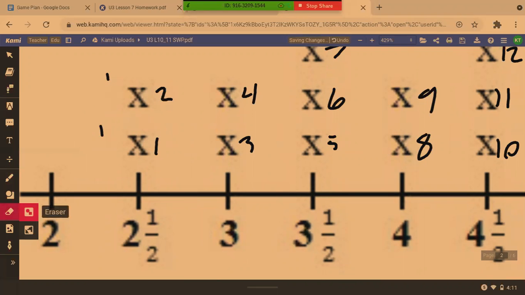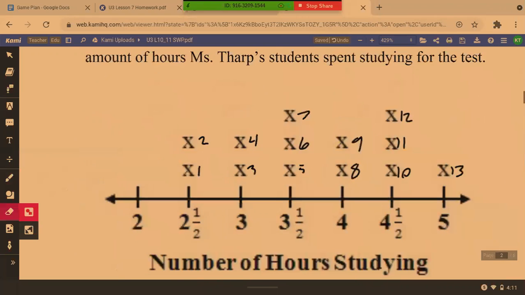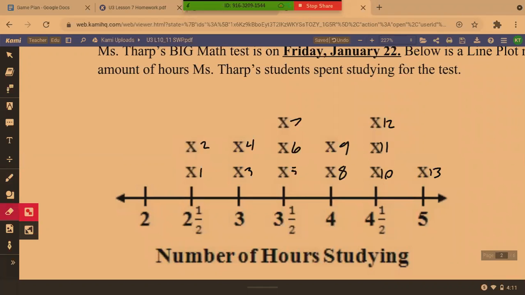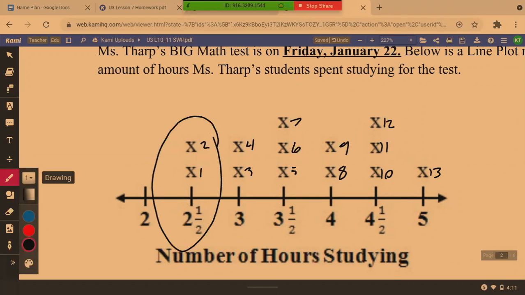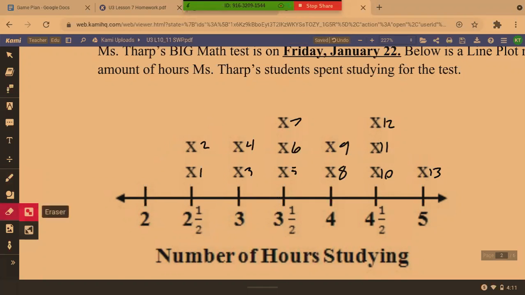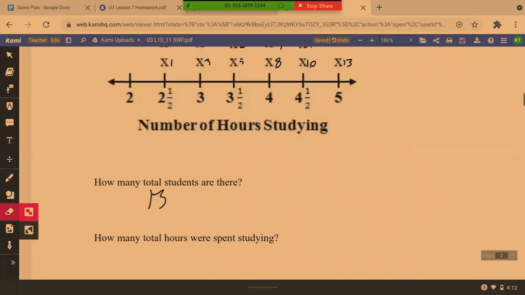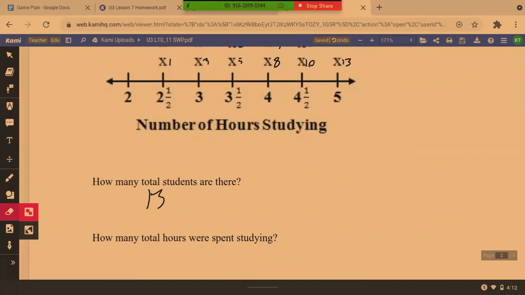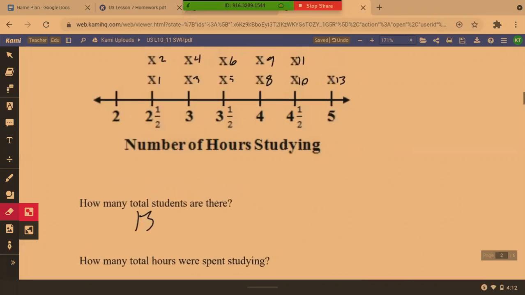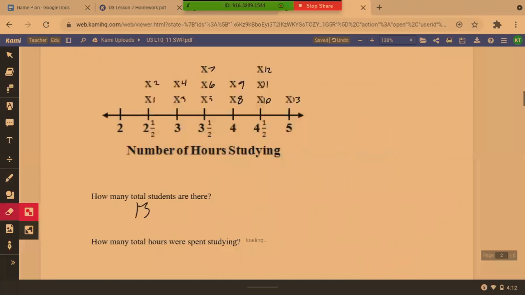We see how many scholars or students are in each category. So for the 2.5 category, there are 2 students. So 2 students studied 2.5 hours each. Okay, let's go into the next section. How many total hours were spent studying? Okay, that question, it's going to require some work.